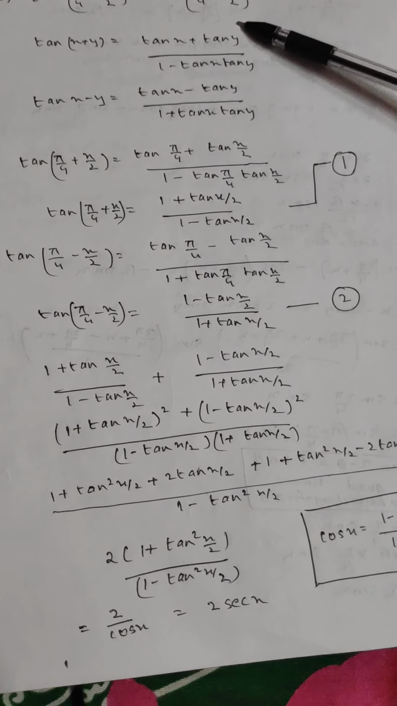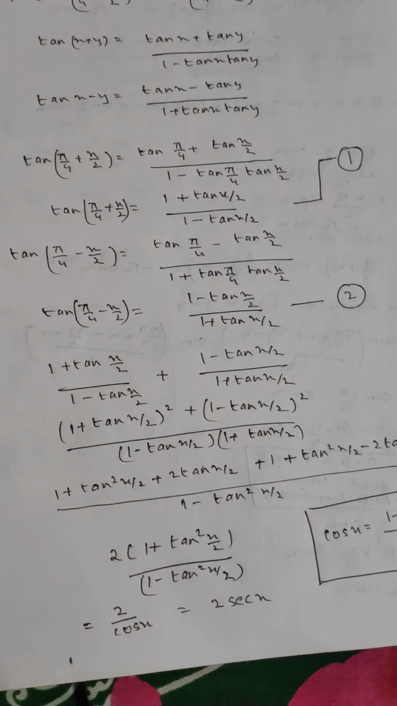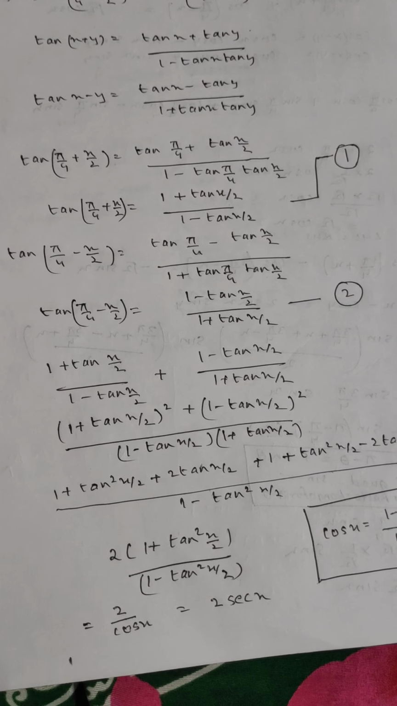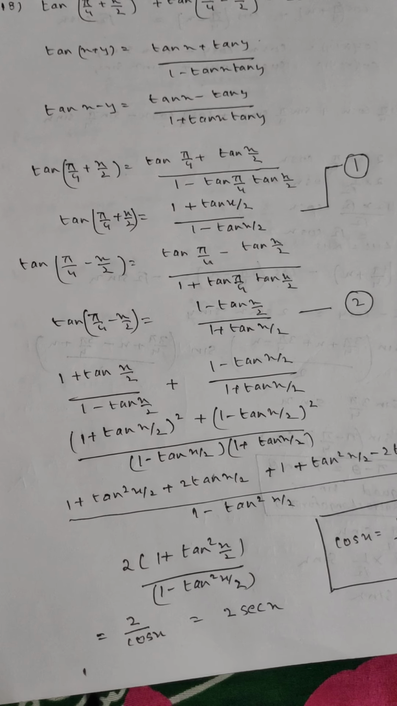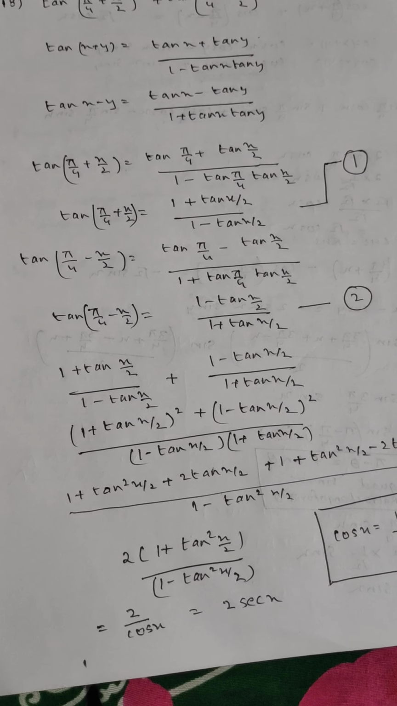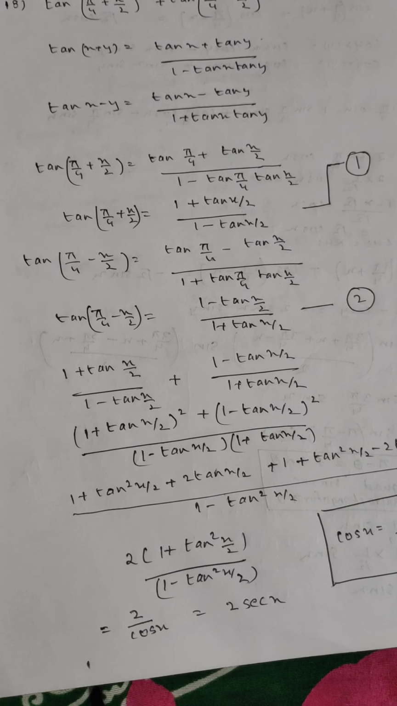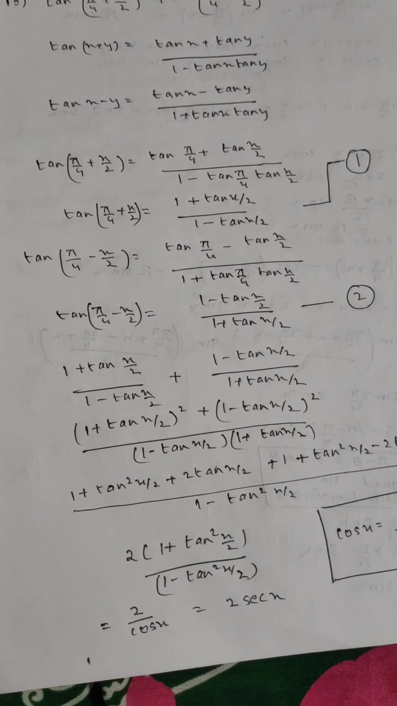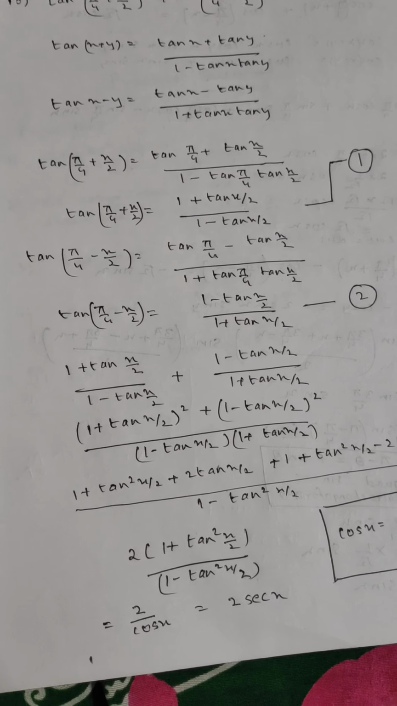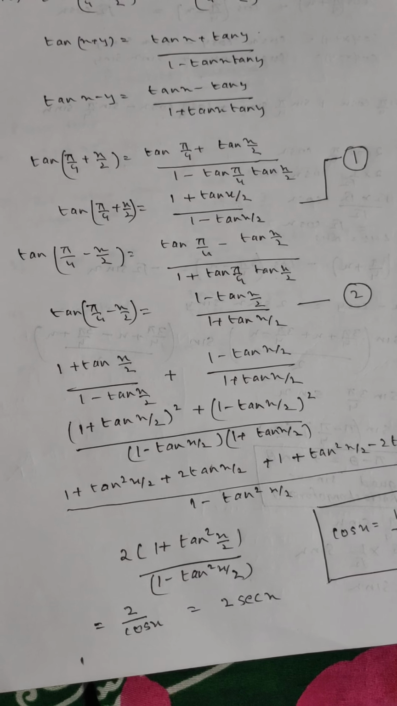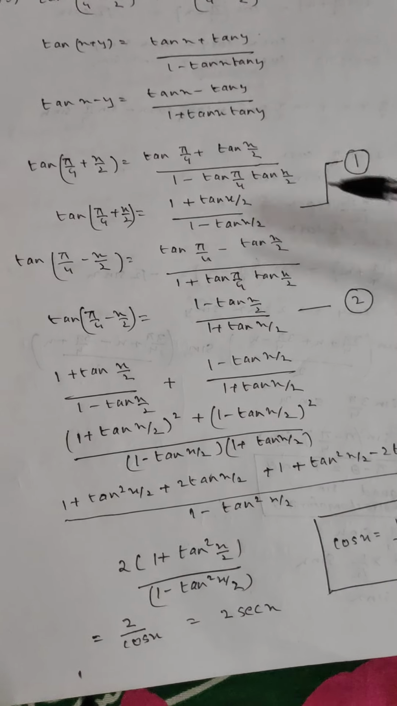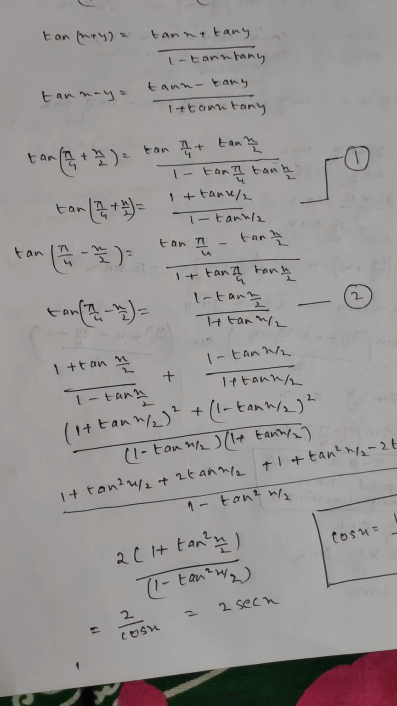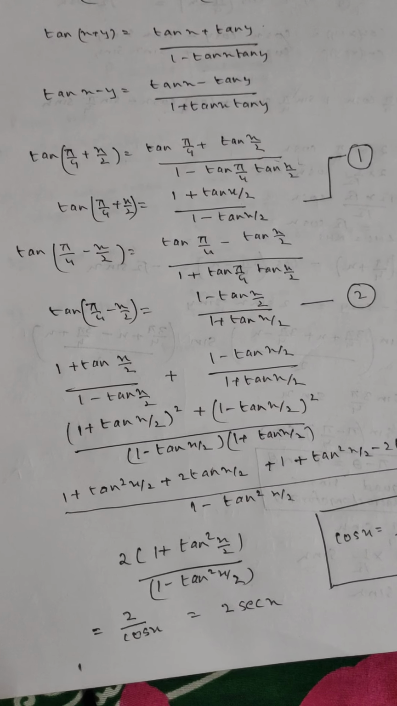First, what we need to prove is tan(π/4 + x/2) plus tan(π/4 − x/2) is equal to 2 sec x. Tan(x + y) is equal to (tan x + tan y) upon (1 − tan x tan y), and tan(x − y) is (tan x − tan y) upon (1 + tan x tan y). What is tan(π/4 + x/2)? It will be (tan π/4 + tan x/2) upon (1 − tan π/4 tan x/2) using this formula. You can see in place of x we are writing π/4, in place of y we are writing x/2. What is π/4?